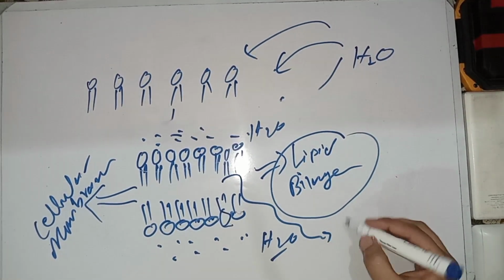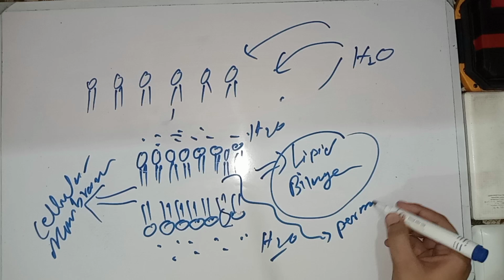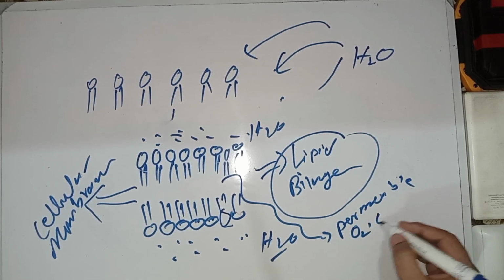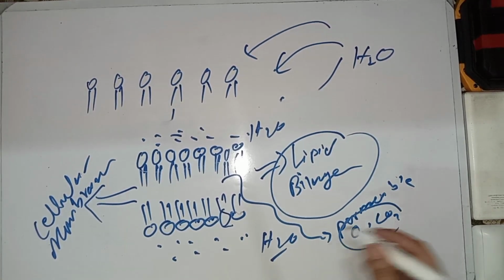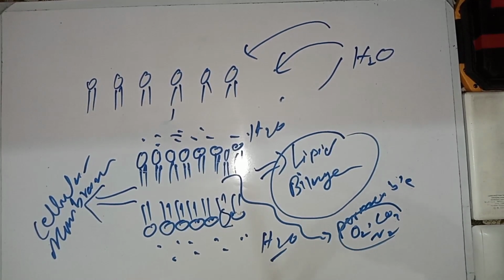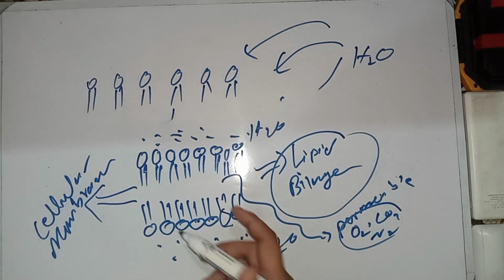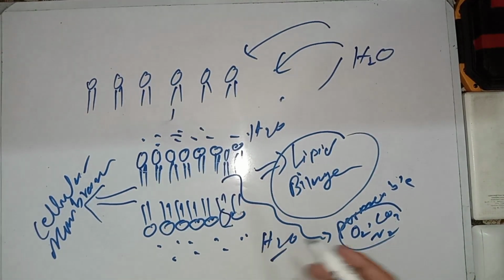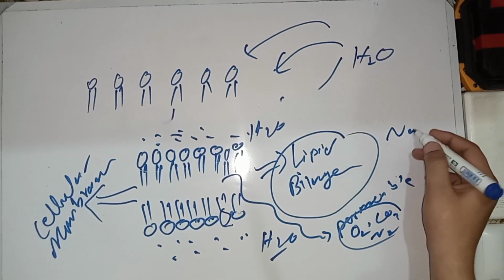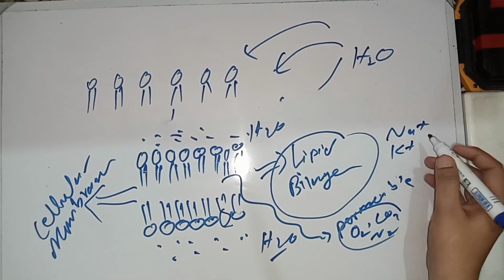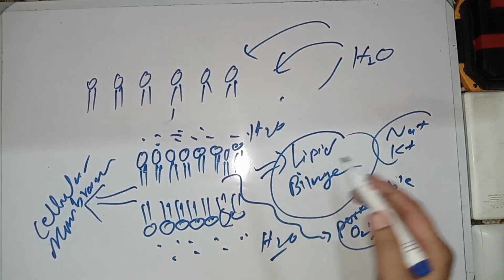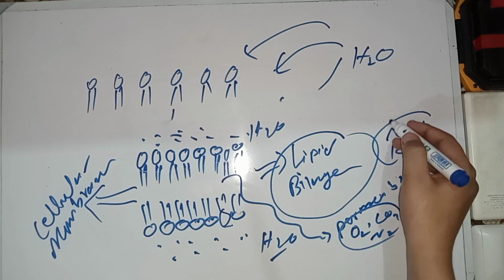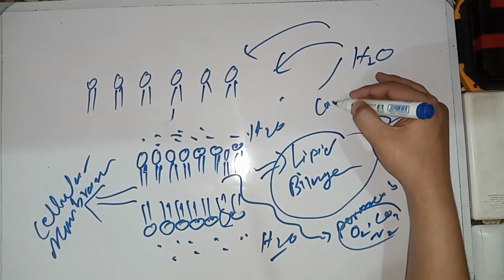So this bilayer is permeable to lipid soluble substances. For example, oxygen, carbon dioxide, nitrogen can cross this lipid bilayer easily. Moreover, other lipid soluble substances can also cross it easily. However, the ions, for example, charged particles Na positive, K positive, cannot cross it easily. So in order to cross this lipid bilayer, they need certain carrier proteins.